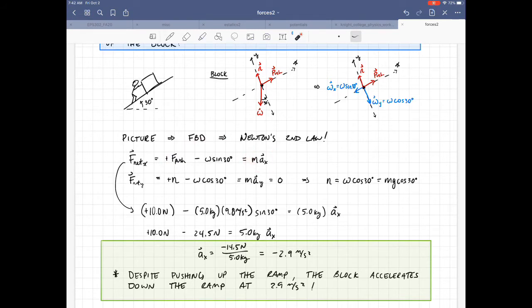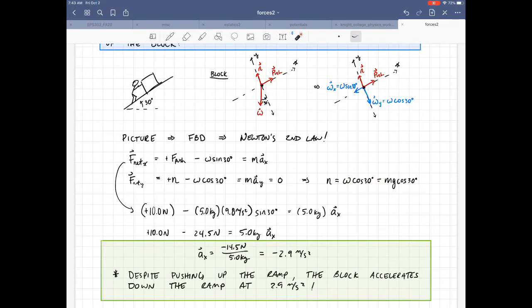Now, let's pause there and write out Newton's second law for the y. So read these off. We've got the normal up, and then the component of the weight perpendicular to the ramp, so minus w cosine 30. That's got to equal may, which, since the block is constrained to move along the ramp, the y acceleration has to be 0. And so that tells us that the normal force is equal to the weight times cosine 30, which is mg cosine 30.